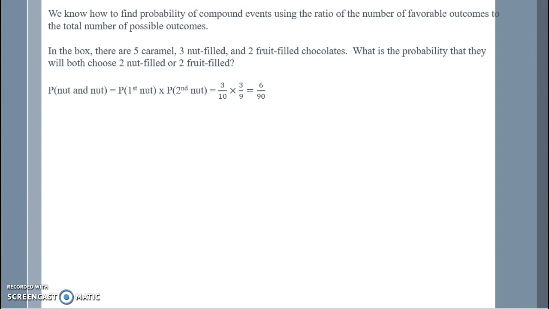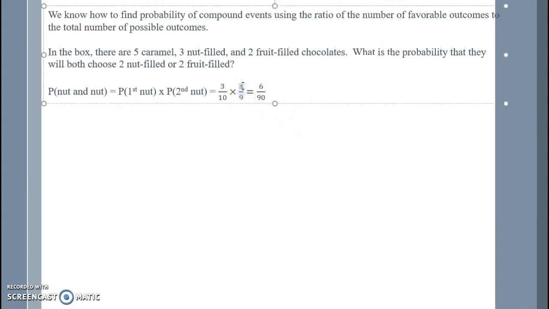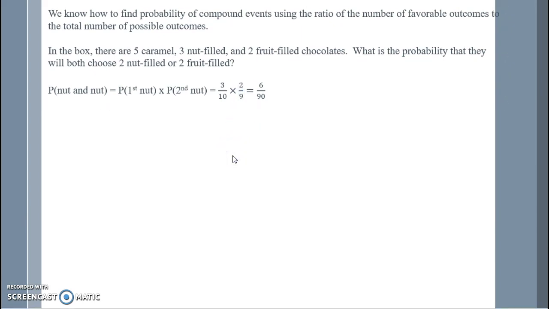So there are 3 out of 10 which are nut-filled. And if I choose a nut-filled for my first option, I only have 9 left to choose for my second. And further, there are only 2 options left because I took one of them from my first option. So 3/10 times 2/9 is 6/90.